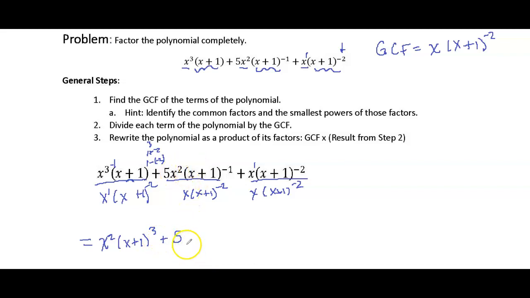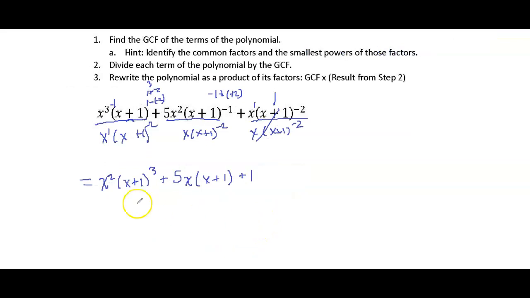After that, we'll have 5x squared divided by x will leave us with x, and then x plus 1 to the negative first power divided by x plus 1 to the negative second power. Once again, we could take that negative 1, subtract a negative 2, and that would be like adding 2, leaving us with x plus 1 to the first power. Plus x times x plus 1 to the negative second power divided by itself. Well, that'll divide out to just 1.